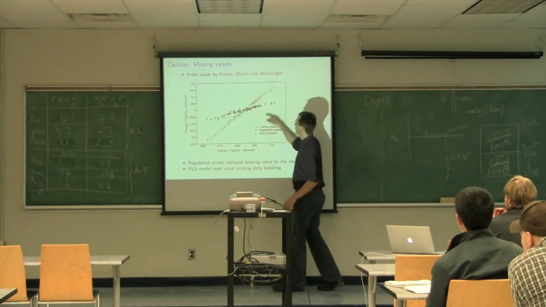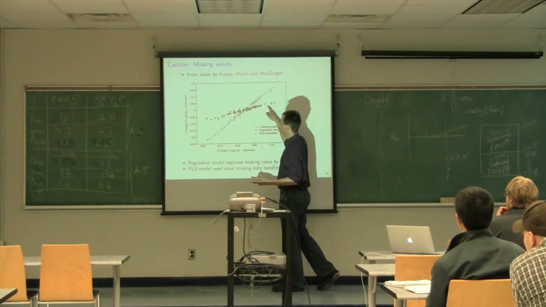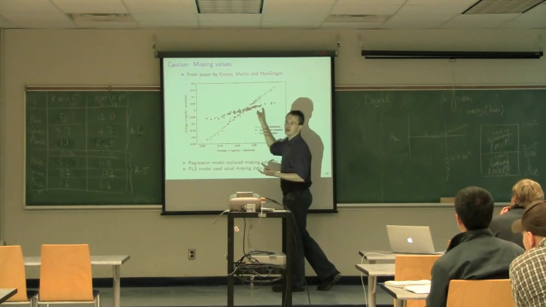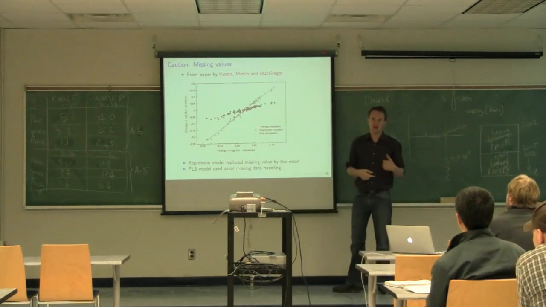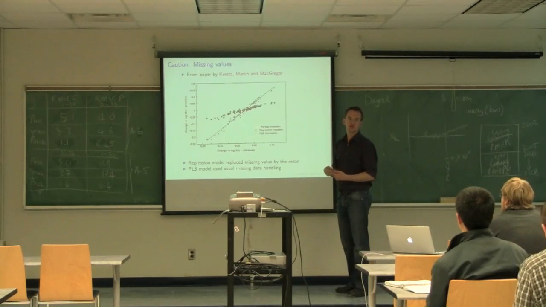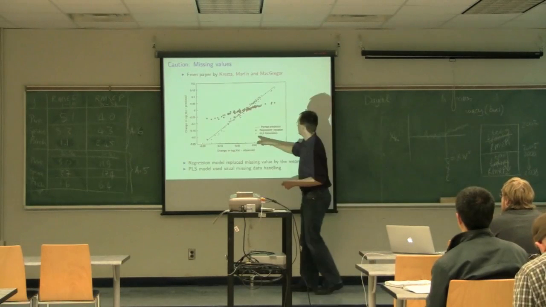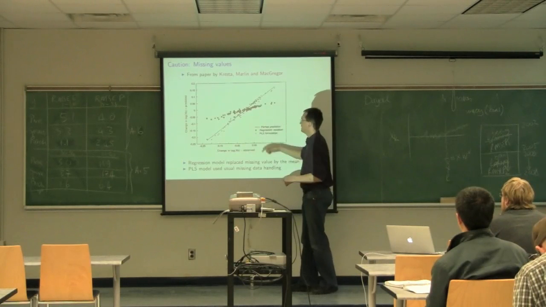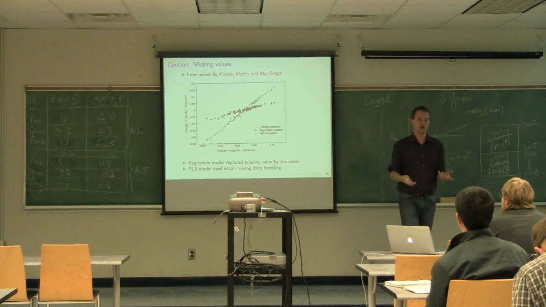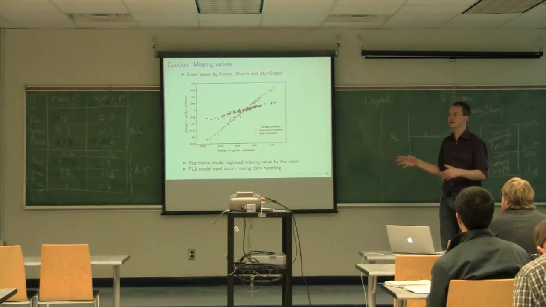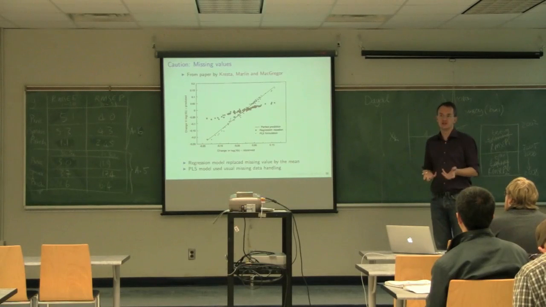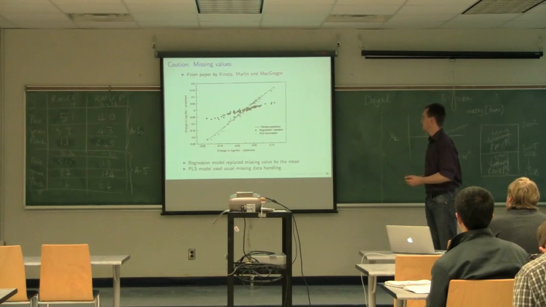So here the black squares, this shows what happens when a critical variable in the model goes down and they replace it with the mean. And you go ahead and keep using least squares regression. Whereas the little plus symbols indicate the PLS model's performance with that same variable missing. So PLS can go ahead and keep making the prediction because it's being helped by the other variables in the model to impute and continue on with that prediction.